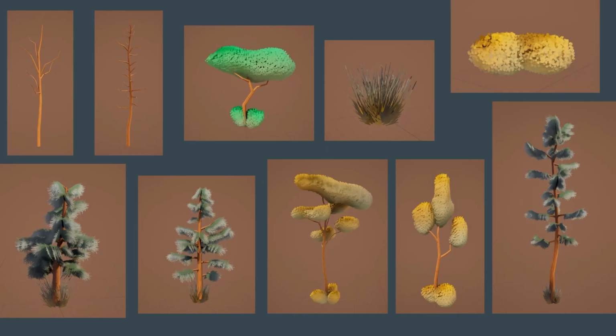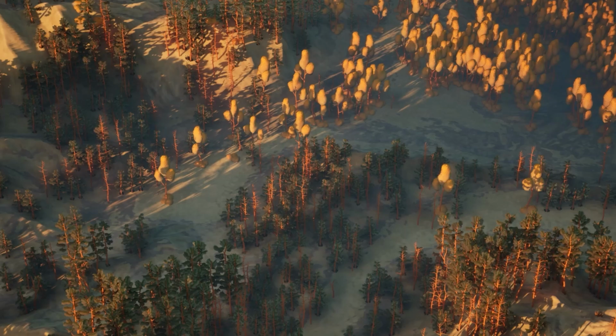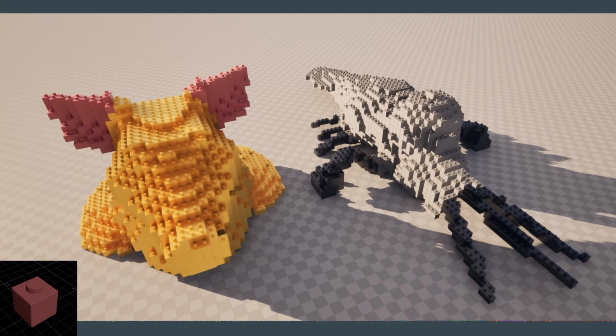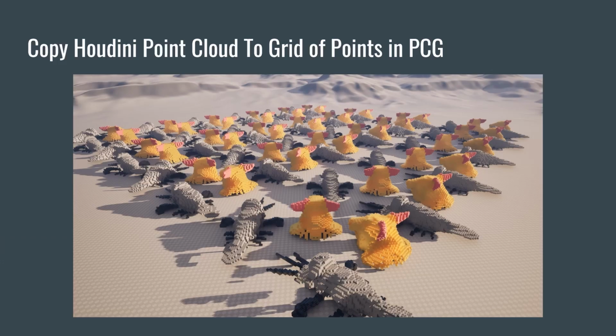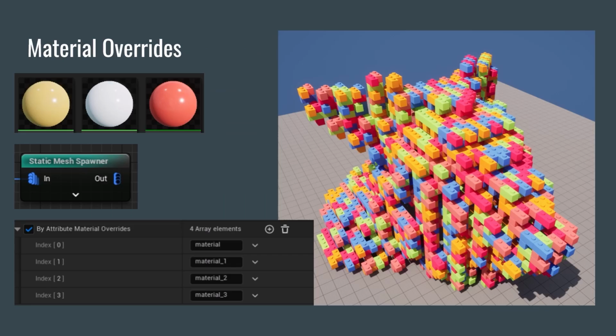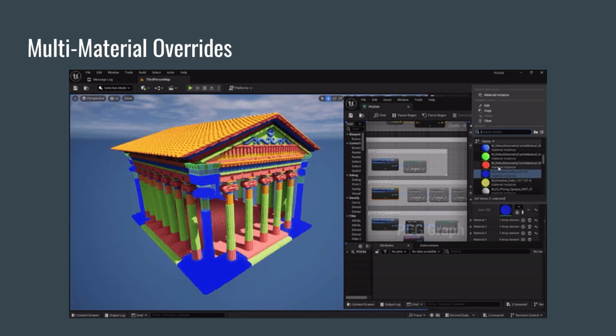Here's a stylized foliage example using the same Houdini Alembic to Unreal PCG method. We all know these guys. Each one of these Lego pieces is an instance. It's not bad. PCG can handle many instances. Use an attribute to override materials, and multiple attributes for multiple materials per mesh.